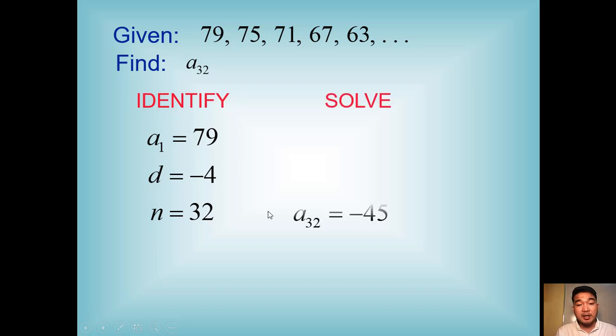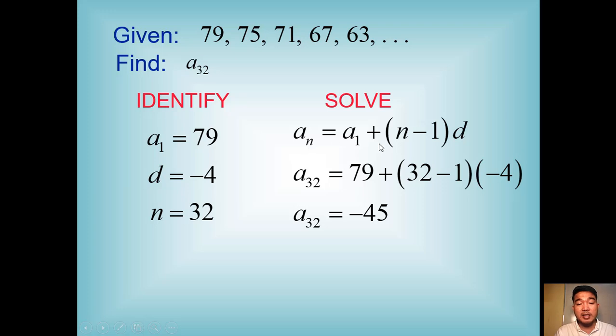By applying the formula, a sub n equals a sub 1 plus the quantity n minus 1 times the common difference. By substitution, a sub 32, since n is equal to 32, equals a sub 1, which is 79, our first term, plus the quantity 32 minus 1 times the common difference, which is negative 4. Simplifying, 32 minus 1 is 31, times negative 4 is equal to negative 124, plus 79 is equal to negative 45, meaning the 32nd term of the arithmetic sequence is negative 45.